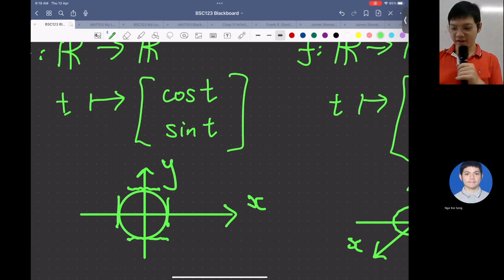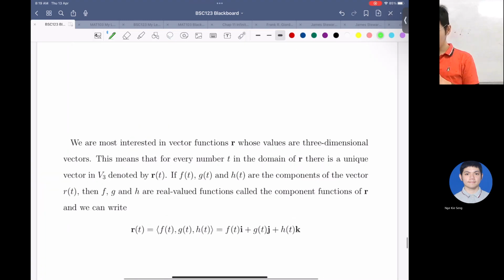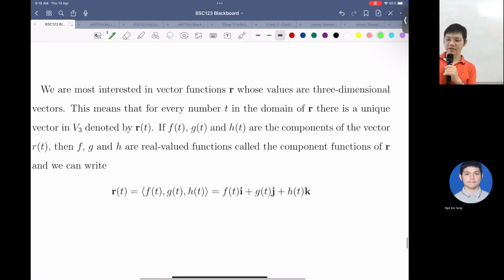Still talking about ideas, let's go into what we have. In this chapter, we're most interested in three-dimensional vectors. Four-dimensional, so far, no one can imagine. So we should stop at three-dimensional for now.